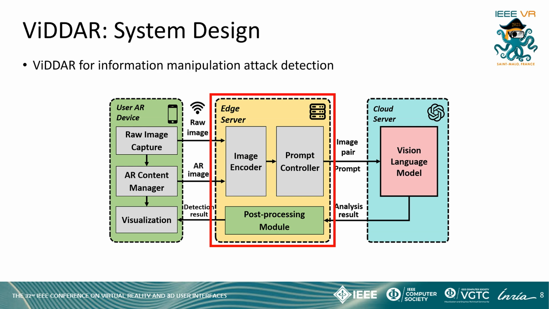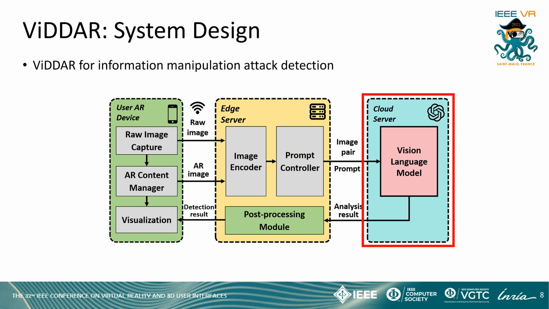Given that the cloud server analyzes multiple factors, the VLM's output can be complex. Thus, a post-processing module is implemented on the edge server to interpret the VLM's output and provide a binary true or false decision. And still, the cloud server employs a VLM to detect information manipulation attacks.